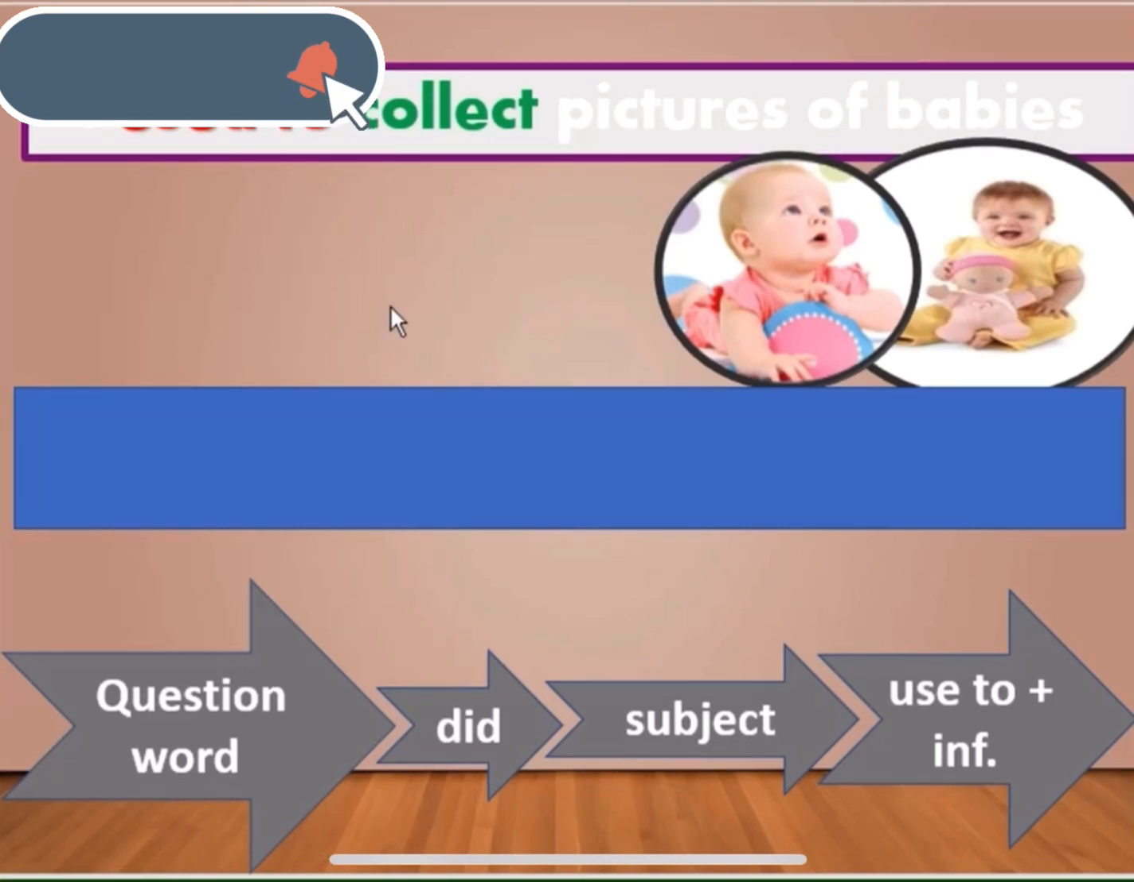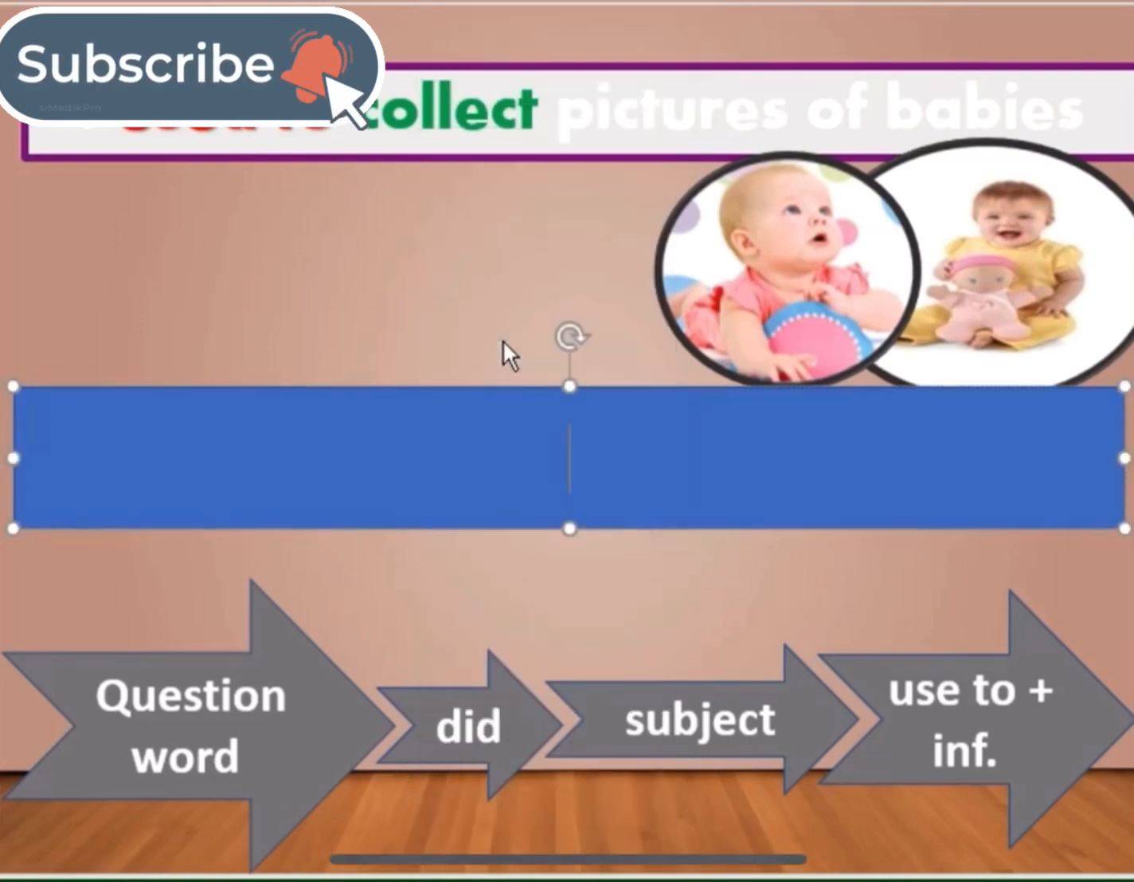Now we have another sentence. Let's read it. I used to collect pictures of babies. Let's form a question related to this part of the sentence. Pictures of babies. Yes? Let's remind you of the steps of forming a question. First, the question word, did, subject, and the infinitive. So, which question word we are going to use in this sentence? Excellent. What?